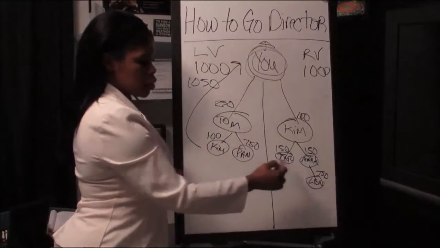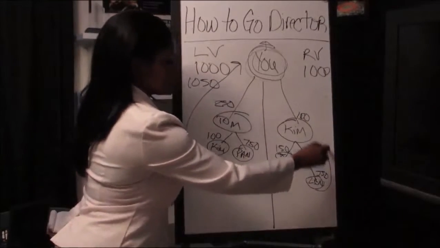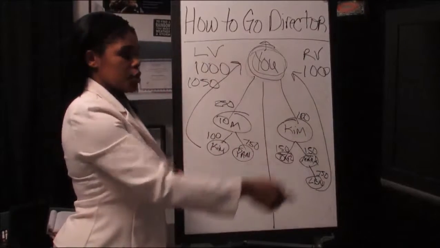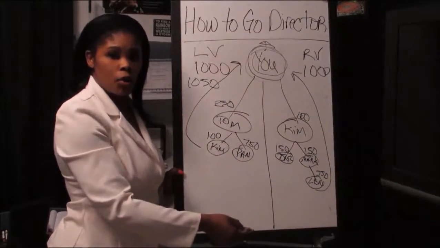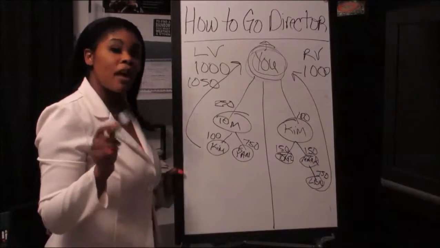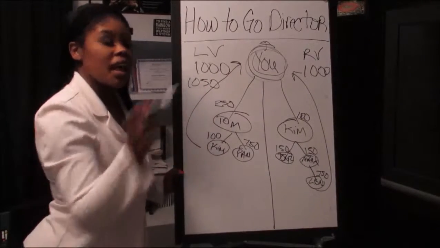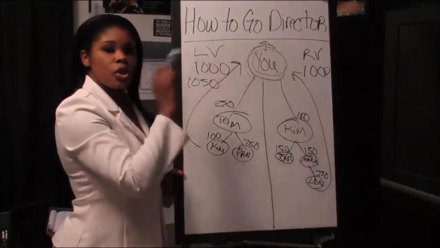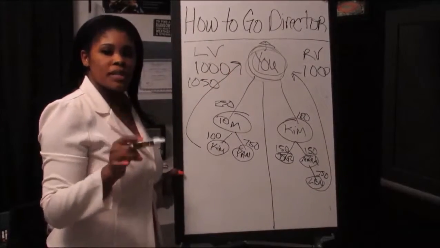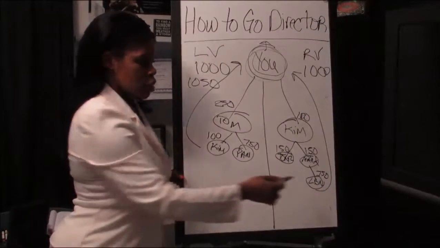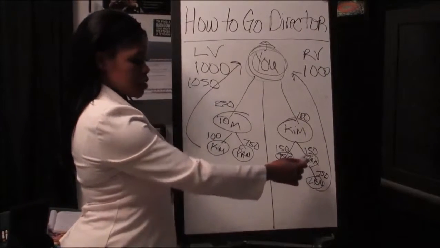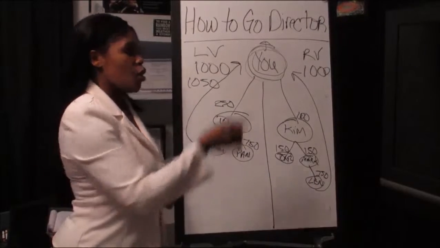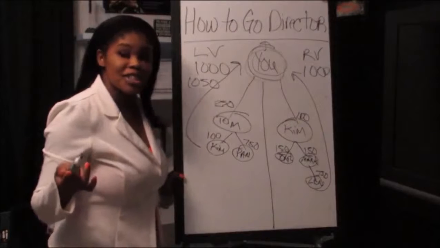Now, the volume all rolls up to you, whether you put them in or your sponsor put them in or they fell below. That's the very powerful thing about the binary, is all the volume goes right up to the top. So no one is left out with this type of compensation plan. So the 750 points plus the 300, now you have over 1,000 points on your right leg. So you just hit director.